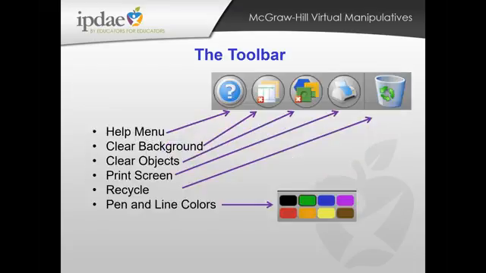The other components of the toolbar is also the help menu. So it gives you a catalog of other different help questions, Q&As, and things like that. The clear background, if you use a background and you want to take that out, or because you want to move on to a different activity, you can use that. There's also the clear objects, and I'm going to show you what are the differences between an object and a background. And then the next one is print screen.